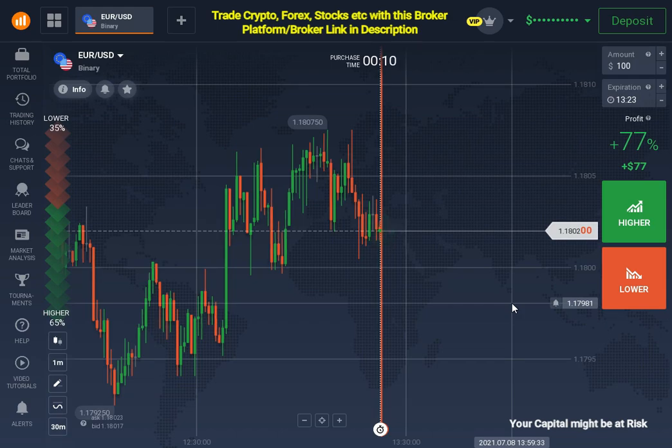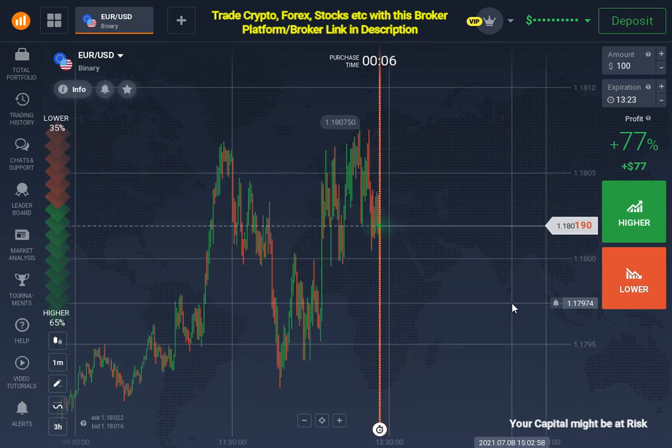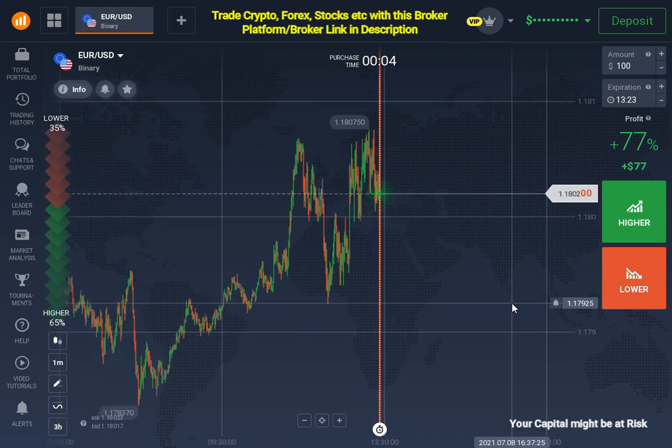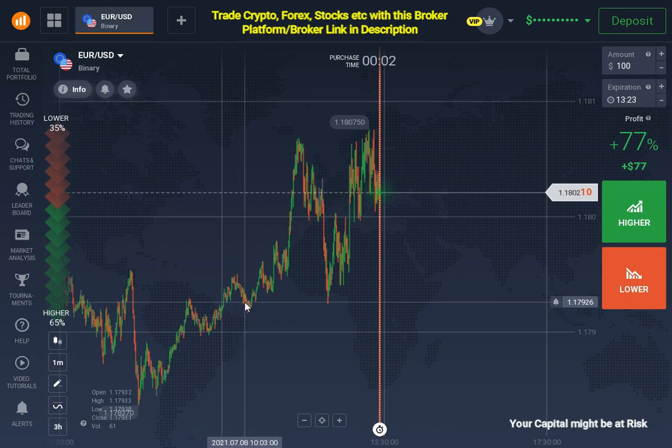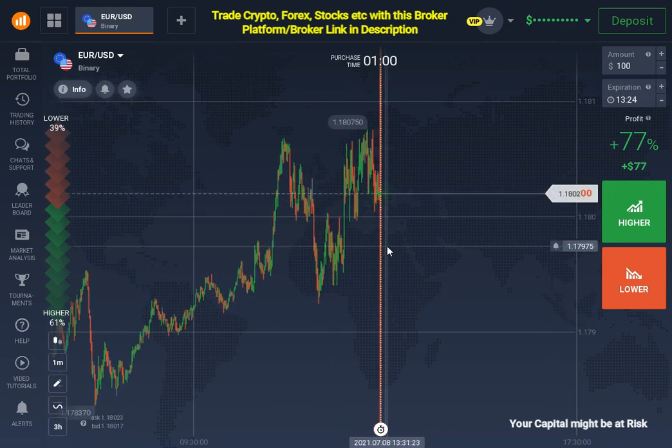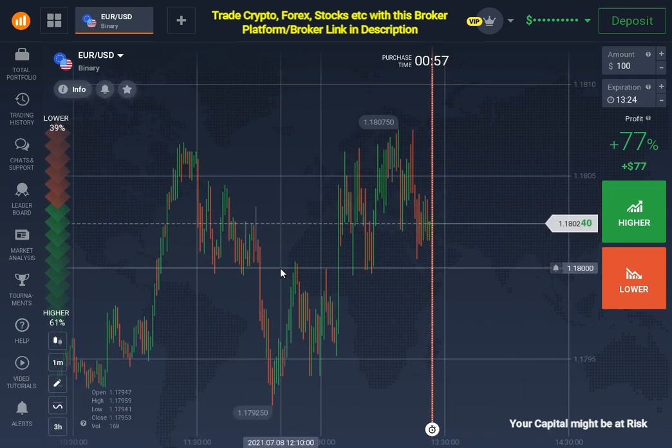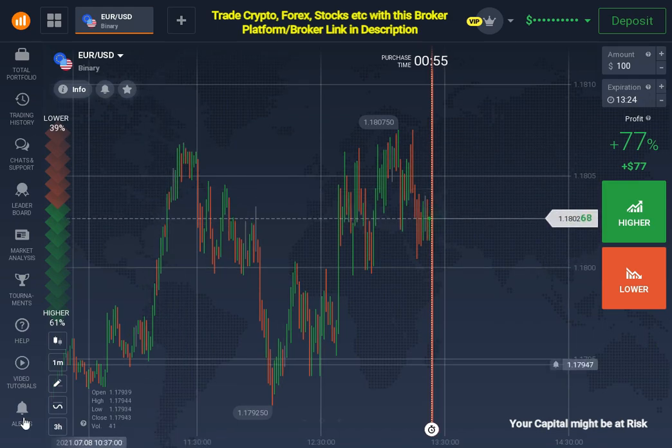First of all, we will analyze the chart and try to find the trend, the minor and the major trend. As you can see, we are on the Euro US dollar chart and the major trend is clearly an uptrend, but there is a formation of a double top.